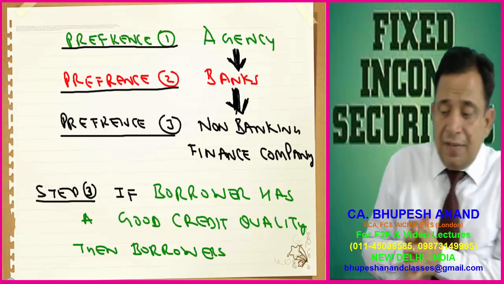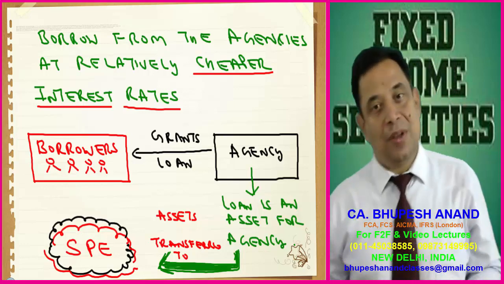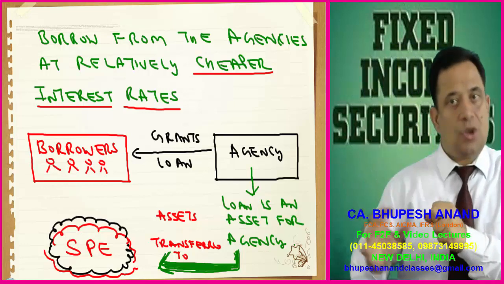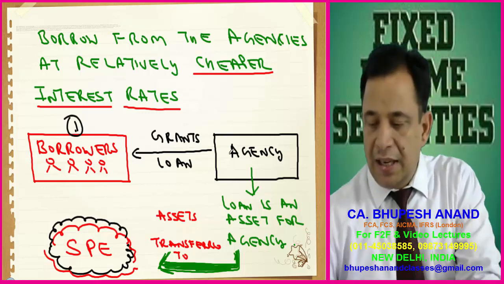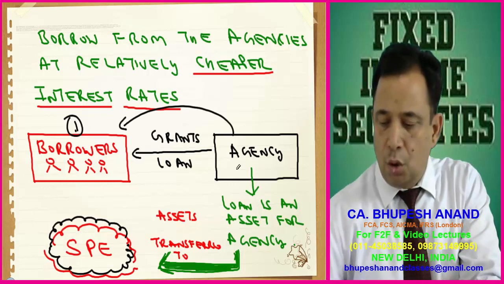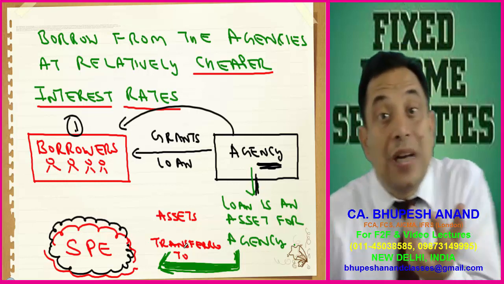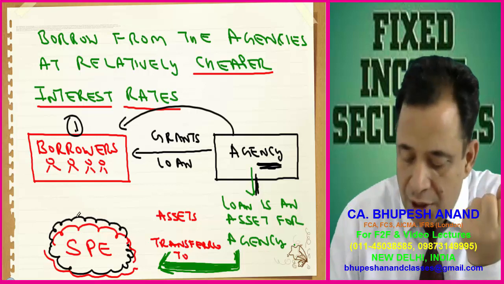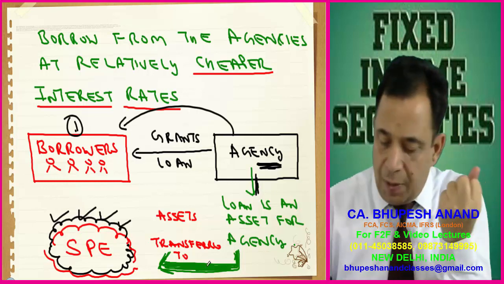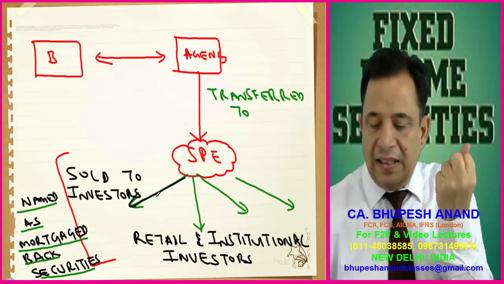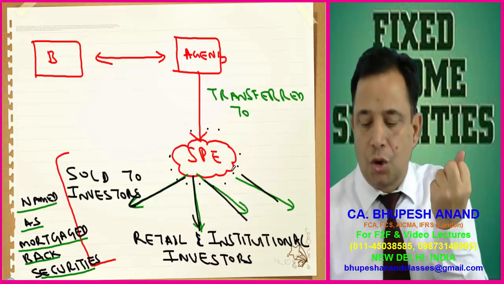Step 3: if the borrower has a good credit quality, then they can borrow from the agency. Now I have prepared a flow chart. The first step is that we will be checking the quality of this borrower. Supposing the quality is good, then he is getting the loan from the agency, and this loan will be an asset for the agency. This loan, or these assets, will be transferred to a special purpose entity, and this special purpose entity will sell these assets in small parts to retail and institutional investors.